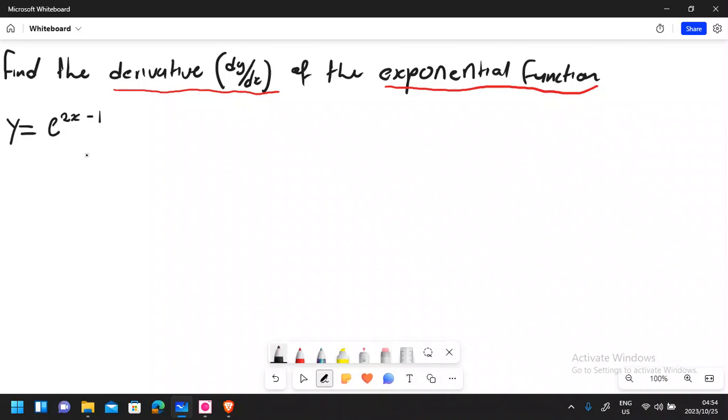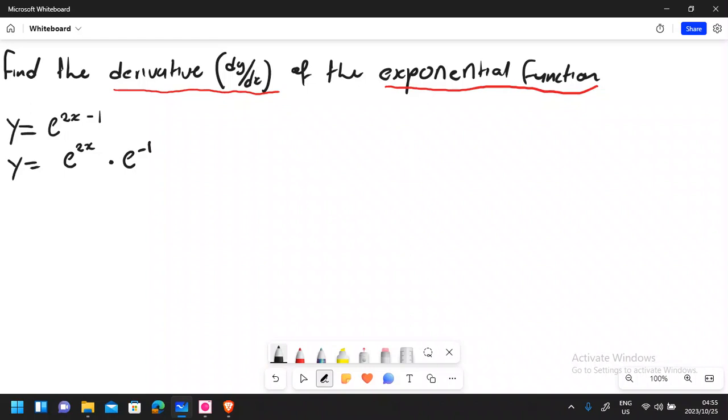So you can say y is equal to, remember you're just simplifying, e to the power of 2x multiplied by e to the power of negative 1. Now when it's like this, let's go back again.